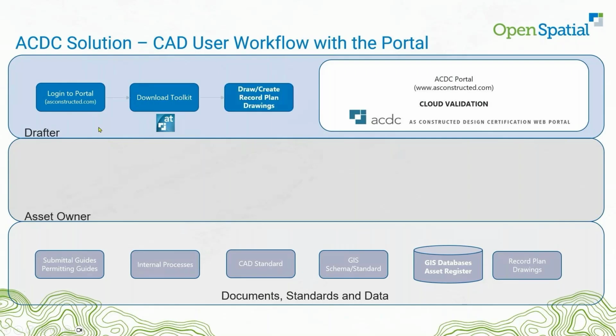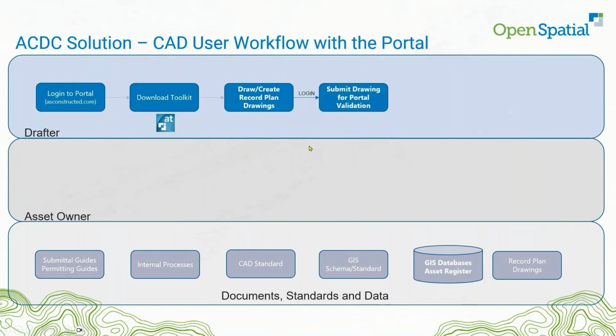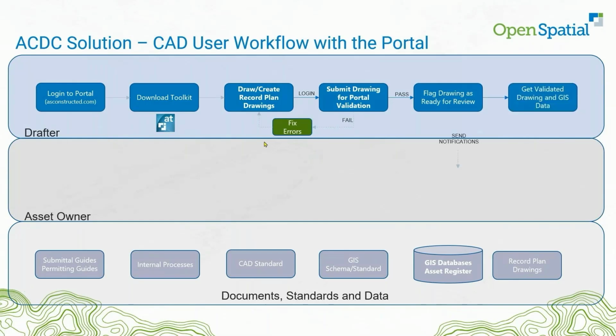So you take those tools, draw and create your plans, and once you've done that, you can log in again and submit the drawing. If it fails, you can go fix it. If it passes, the drawing is ready for review, and as we just said, it's going to do notifications and the data will be pushed to ArcGIS Online. So that's the workflow we've just gone through at a very quick introductory level. There's a lot more to it.